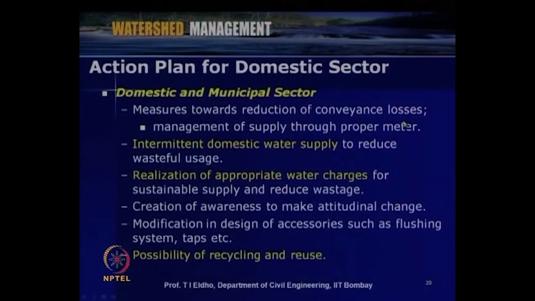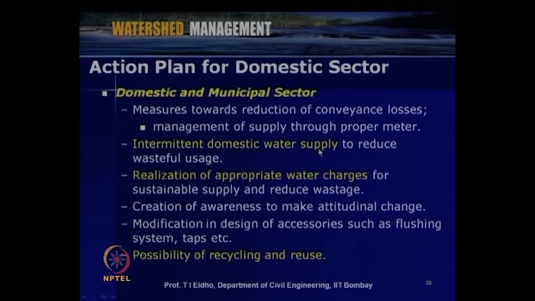And now when we look into the action plan for the domestic sector, so domestic and municipal sector, as we already discussed, if we can reduce the use of water through various means, then we can go for better water conservation. So, measures towards reduction of conveyance losses, say when we are supplying water through pipelines, whether there is any leakage. If we can identify it at the earliest and reduce the conveyance loss, then we can conserve the water. Then management of supply through proper meters, so that people know how much water they are using.